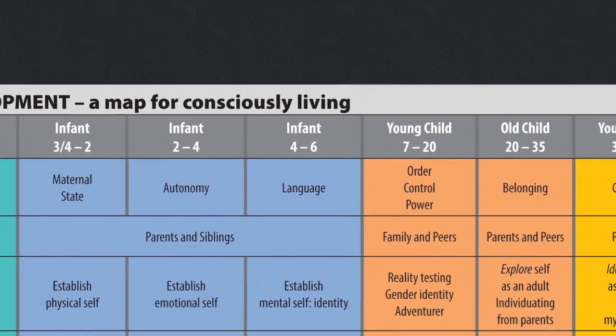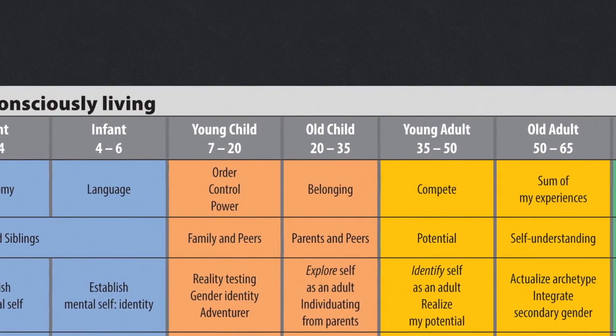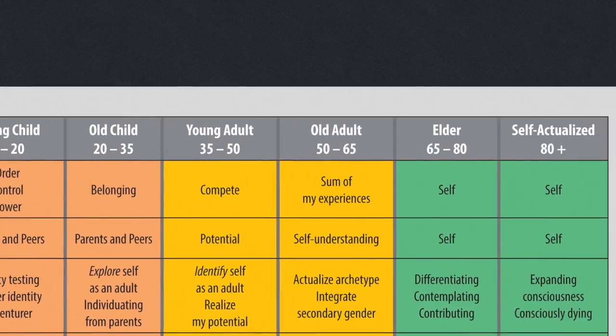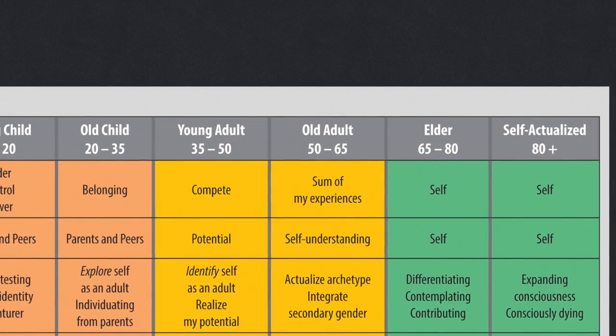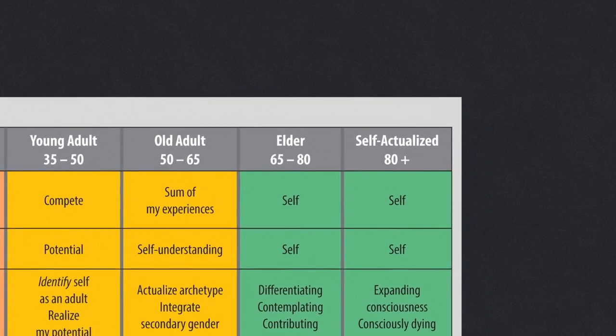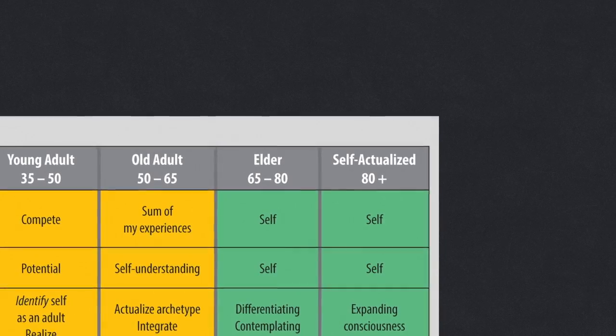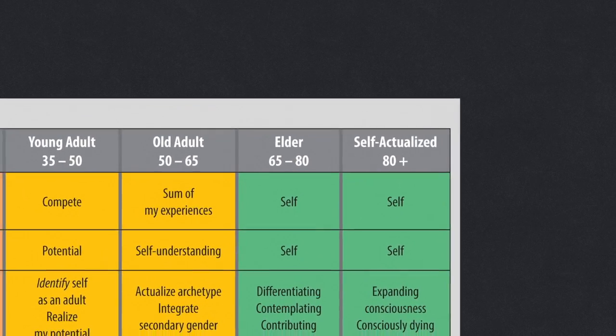After infancy, we enter the young child and then the old child stages. Then we move into the young adult and old adult stages. We become an elder in our mid to late 60s, and we become self-actualized in our final stage if we're fortunate and we've worked hard.